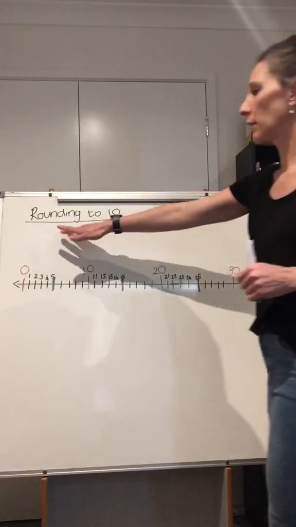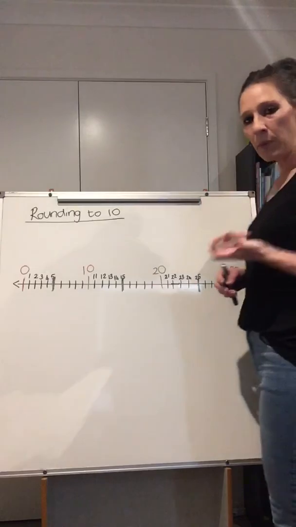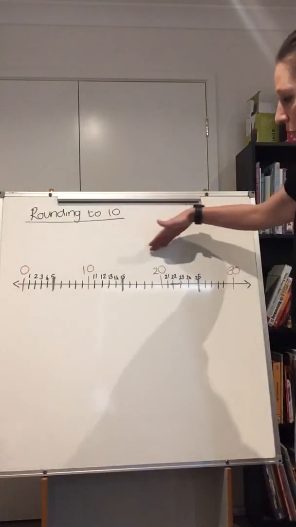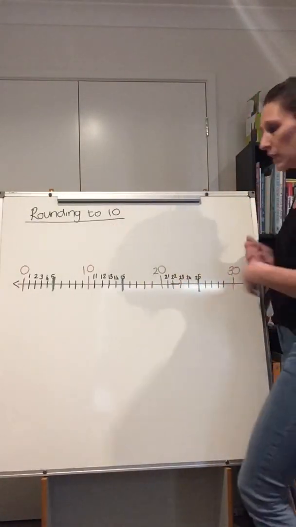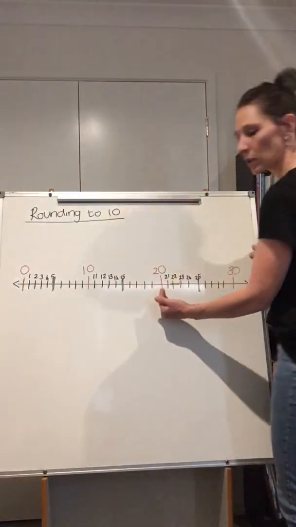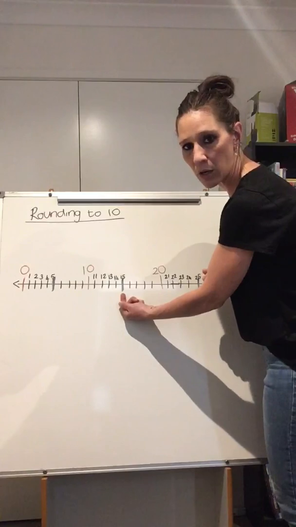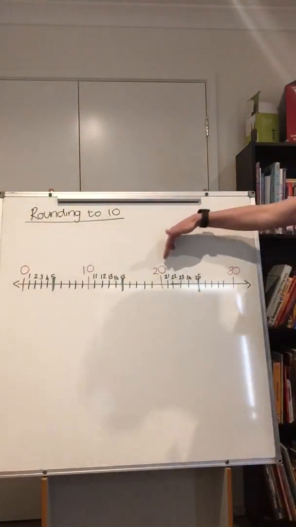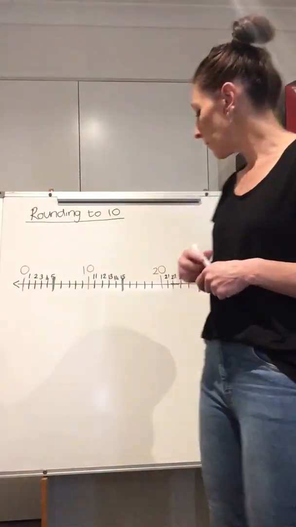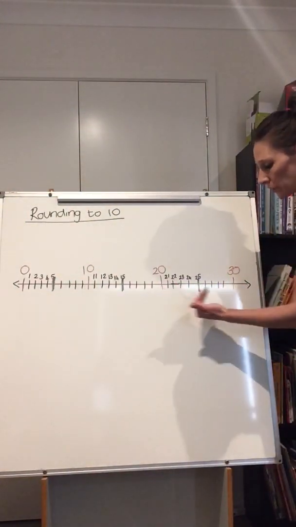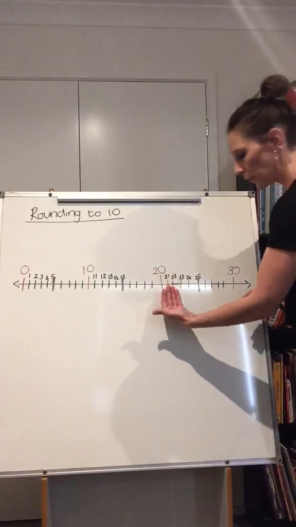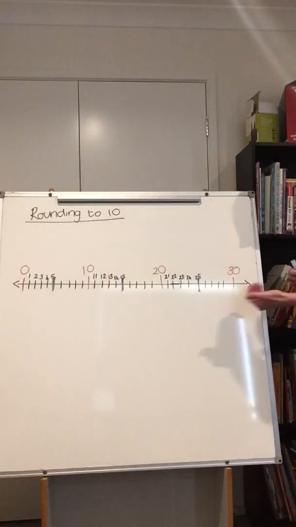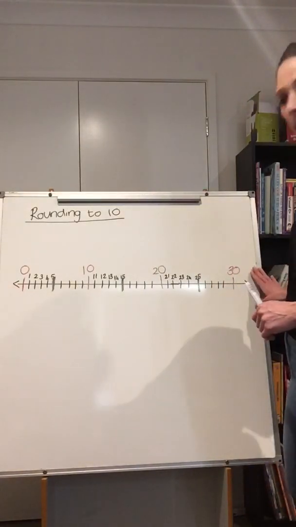Now, when it comes to rounding to 10, we want to know the number that I have, is it closer to 0 or is it closer to 10? Or if we have a number that's got 2 digits, say for example 11, is it closer to 10 or is it closer to 20? And we use that halfway mark to guide us on which side of that halfway mark it is sitting. The same as 20 to 30. If we have a number, for example, 23, on which side of that green line is it sitting? If it's sitting on the right side, it is closest to the lower 10.